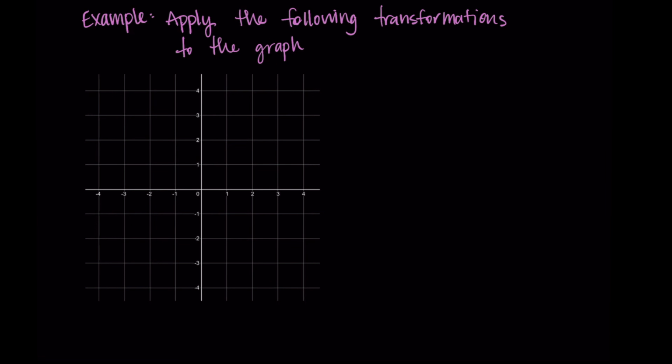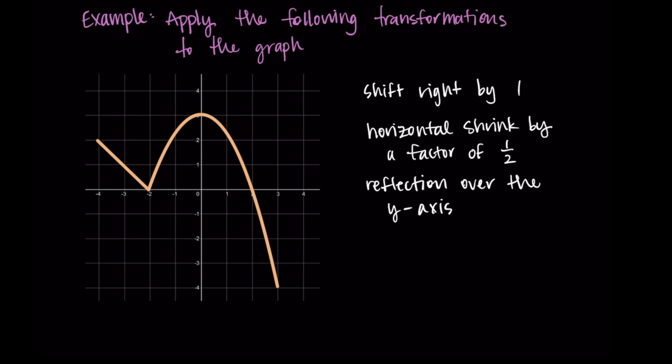All right, let's repeat this process on another example. So I'm going to give us a graph of g, and we're going to shift right by 1, then do a horizontal shrink by a factor of 1/2, and then a reflection over the y-axis. So I'm calling it a shrink here. In the past, I often also call this a compression, so these are the same thing. So a horizontal shrink or a compression by a factor of 1/2, followed by the reflection over the y-axis.